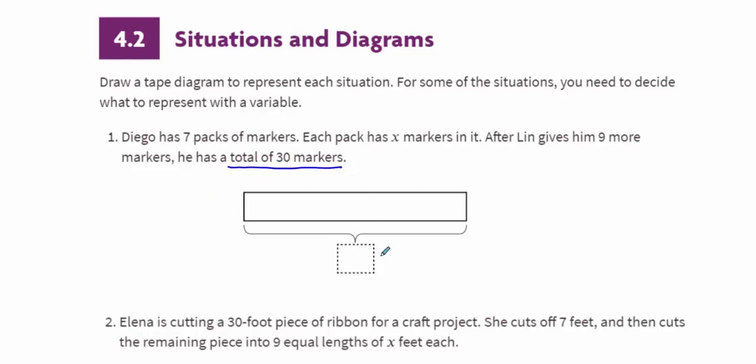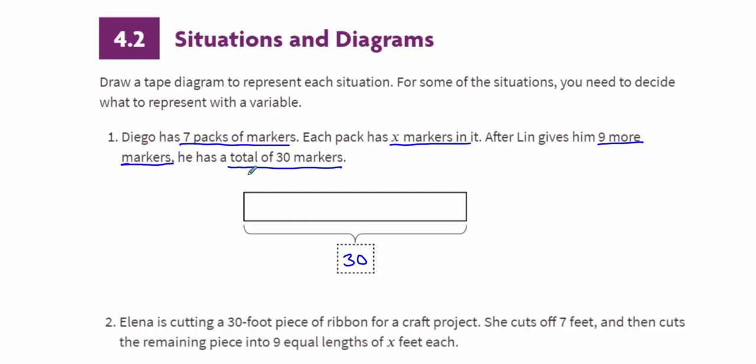So here, my total of 30 markers is going to be here. That means that whatever we put in here, the total is going to be 30. So what makes our total of 30 markers? Well, we have 7 packs with X markers in it. And we have 9 more markers.